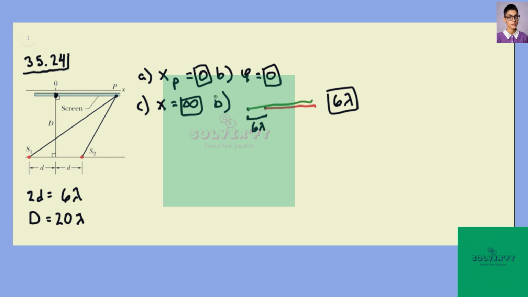Also, this should be a D and not a B. Sorry about that. D. E. We want to know what the phase difference is in multiples of lambda when we're 6 lambda along the screen here. So, say pretend this is 6 lambda.